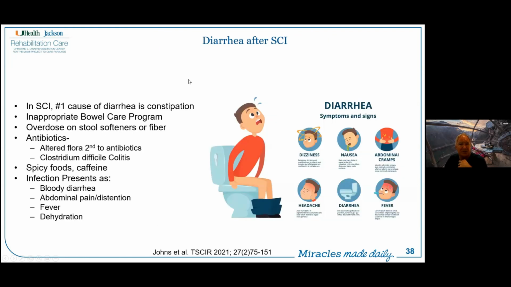So diarrhea, the most common cause of diarrhea after spinal cord injury is constipation. You end up just pouring fluid around the blockage, if you will. So the cause is typically an inappropriate bowel care program. They may have an overdose on fiber, for example, with not enough fluid. They may also have antibiotic-induced diarrhea, such as you see while trying to treat certain infections. You may also get diarrhea attributed to C. diff colitis. Spicy foods and caffeine, as well as greasy foods, are going to contribute to diarrhea as well. If you have a bloody diarrhea, recognize that this is probably not just an intake issue. This probably represents an infection.